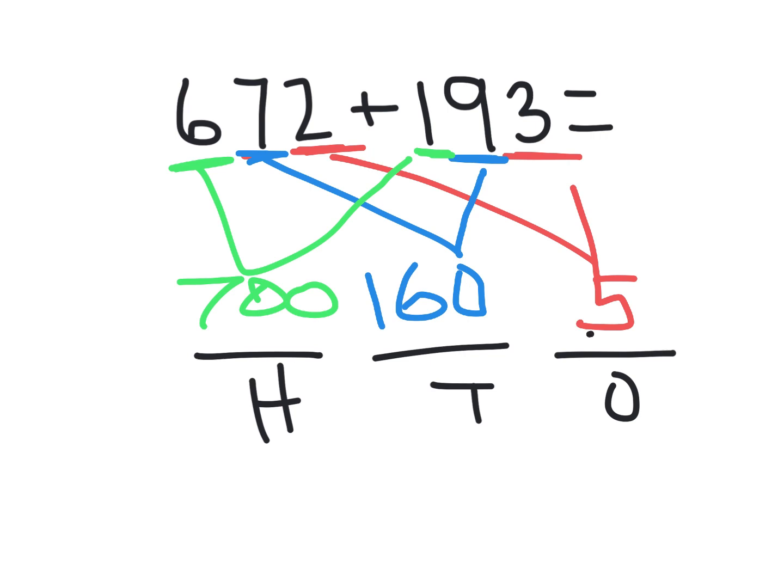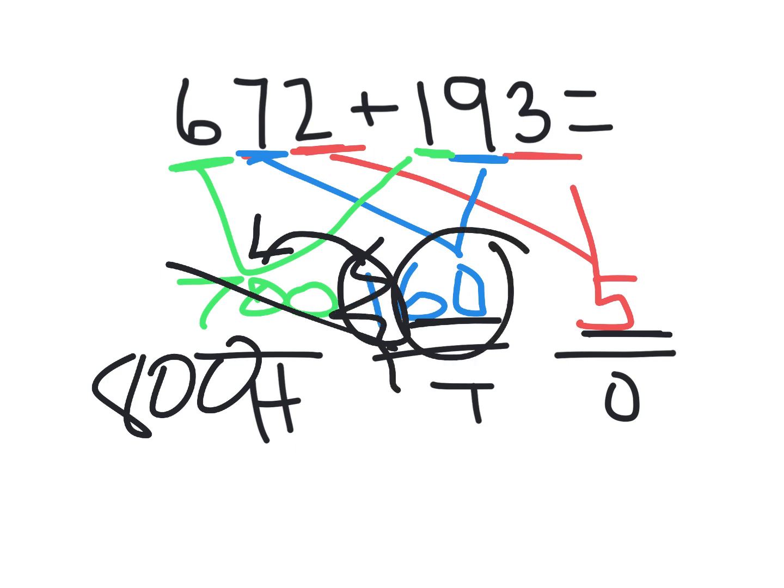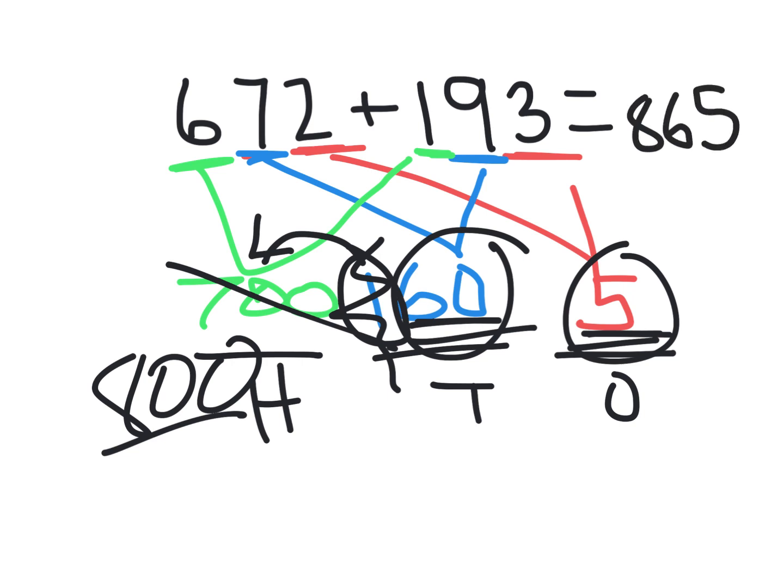Okay, that's fine. This part's fine, but this 100 needs to go over here. So 700 is now 800. This is gone. This is just 60, and this is 5. 865. All right, those are 2 strategies that we've been practicing. So whichever one you like better, use it.